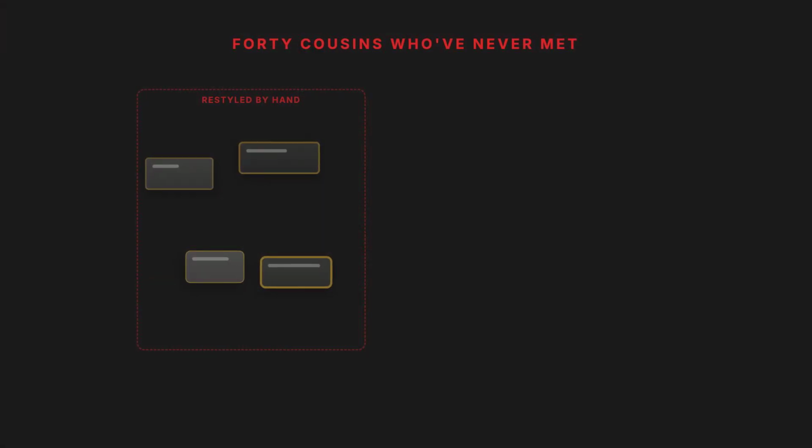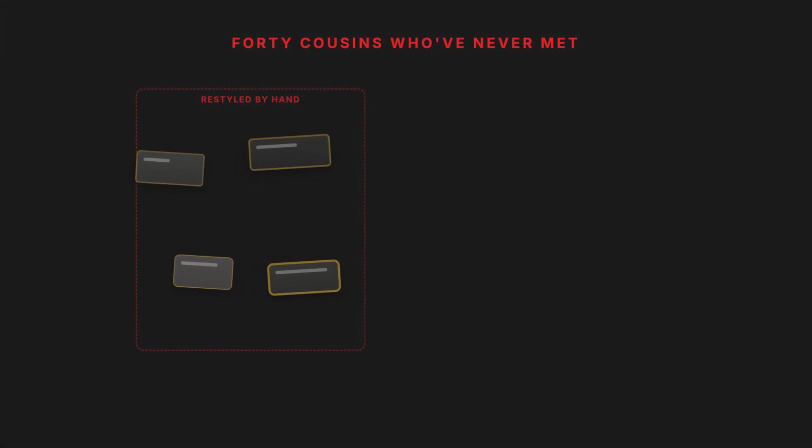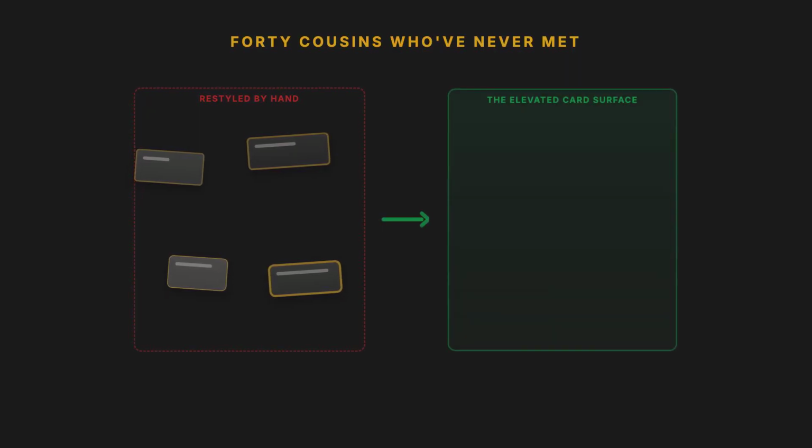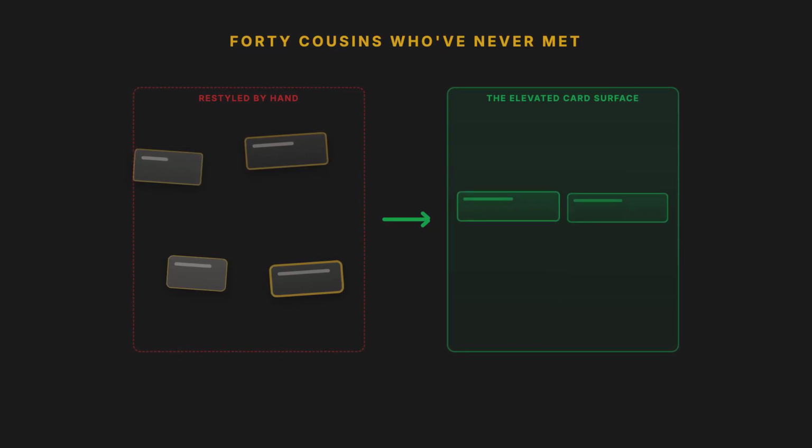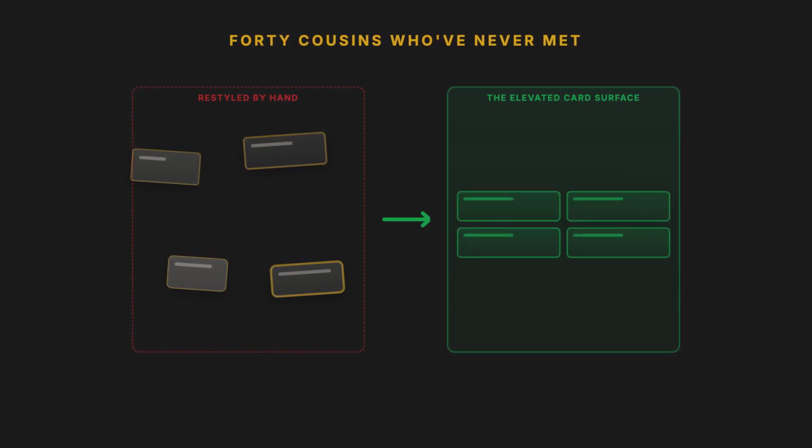That is exactly how you end up with 40 cards that are all subtly different. So instead, you build the card once as a named recipe, the elevated card surface, composed out of your tokens. Now, a card isn't restyled by hand ever again. It's a named, consistent surface for you to reach for. That's what makes 100 screens look like one product instead of 40 cousins who've never met.